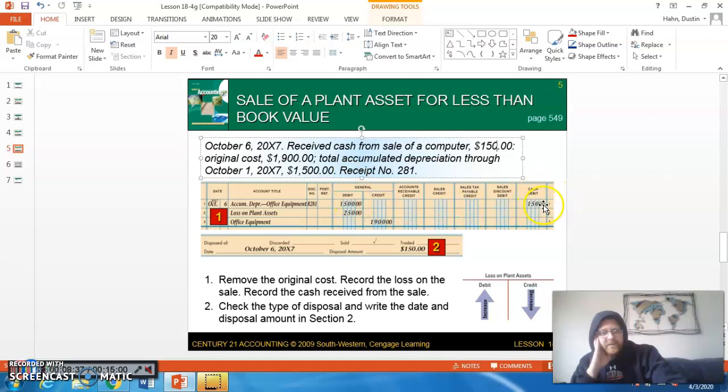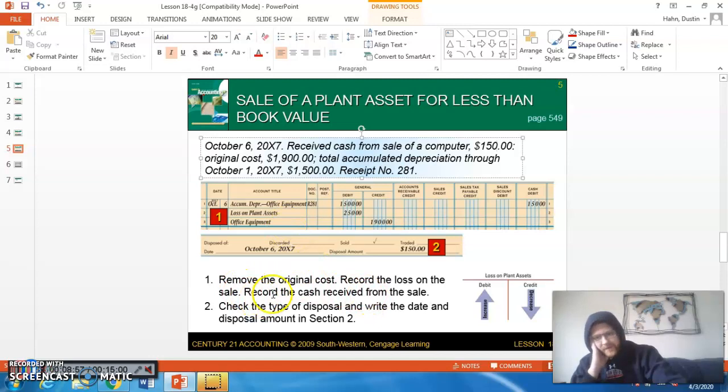This is how much you received on the check. So now look at your book value and then subtract it. But then again, your debits and credits must equal. So that puts the other $250 that you're short in your credit. That means you lost money on this plant asset.